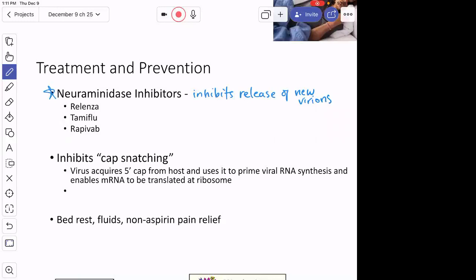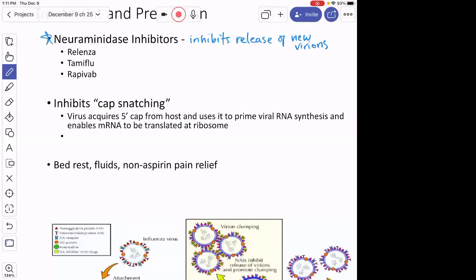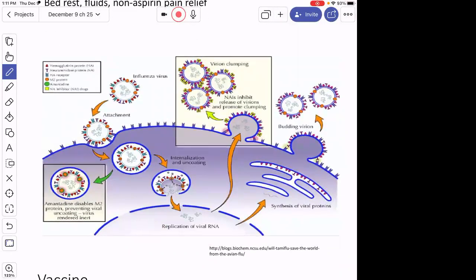Okay, so I think I found this graphic that helps us understand what's going on here. This is from a Tamiflu ad, actually. So let's start right here. Here's the influenza virus. It's recognizing certain receptors on our respiratory endothelial cells. It tricks our cells into endocytosing them. All right, so it's surrounded in a vesicle here.